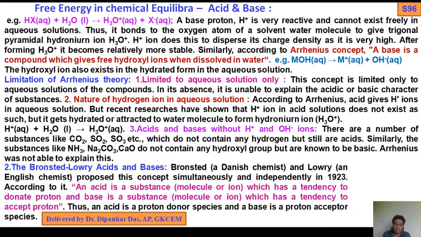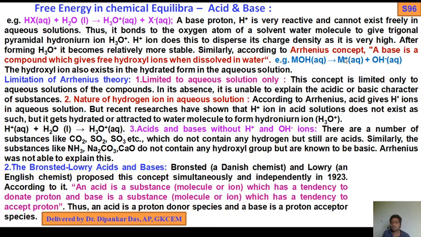It exists in aqueous solution as a hydrogen ion because the lone pair of a water molecule accepts this proton and forms the hydronium ion in aqueous solution. Thus, it bonds to the oxygen atom of a solvent water molecule to give the trigonal pyramidal hydronium ion, H3O positive. H plus ions disperse their charge density, as it is very high. So after forming H3O positive, it becomes relatively more stable.